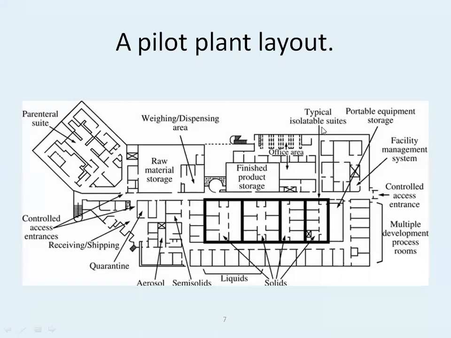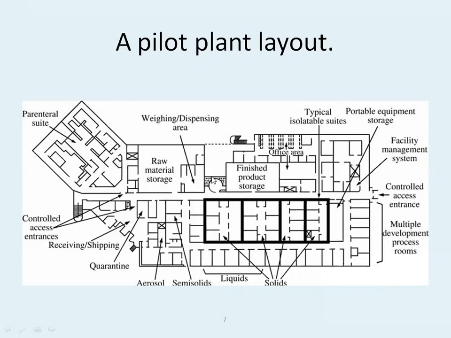Then typical ISO table suits are there. Likewise, finished product storage, office area and finished product storage. Here we will go with the raw material. Raw material has been weighed. After that raw material, we will go with the manufacturing area. These are the manufacturing areas. After the manufacturing area, the finished product is stored here.